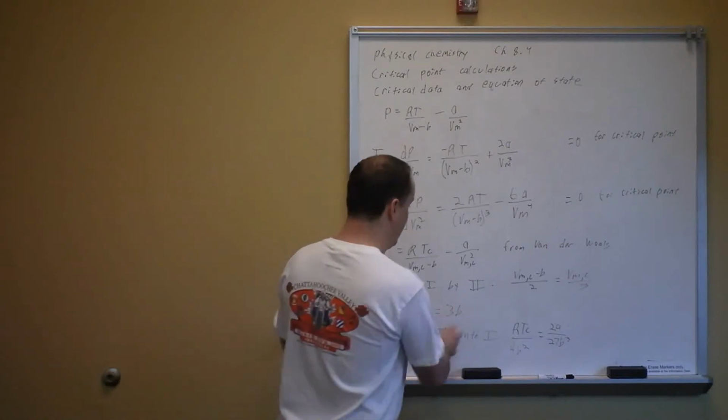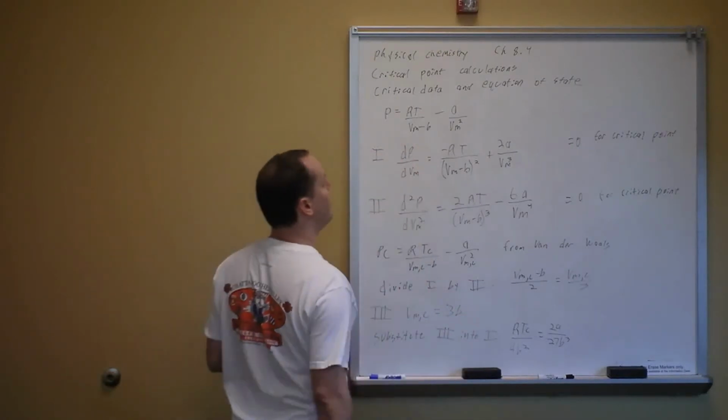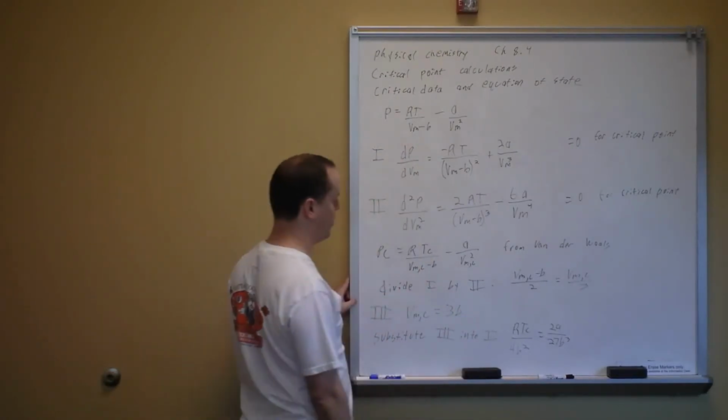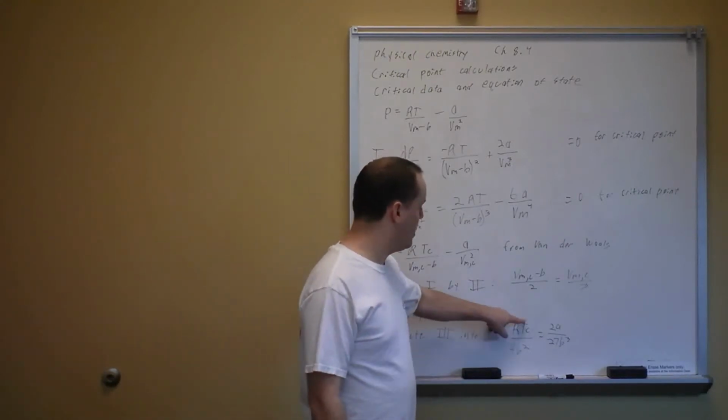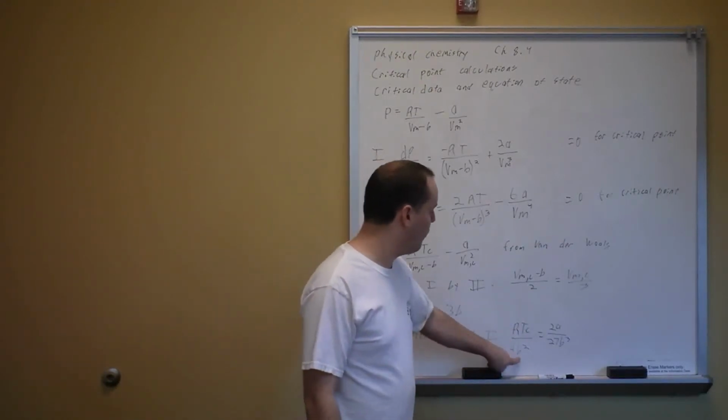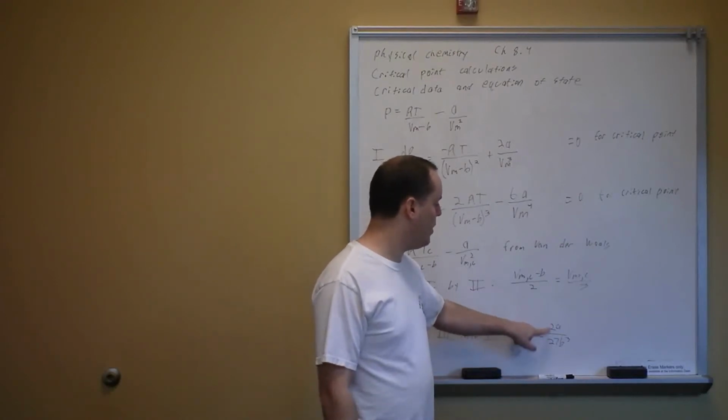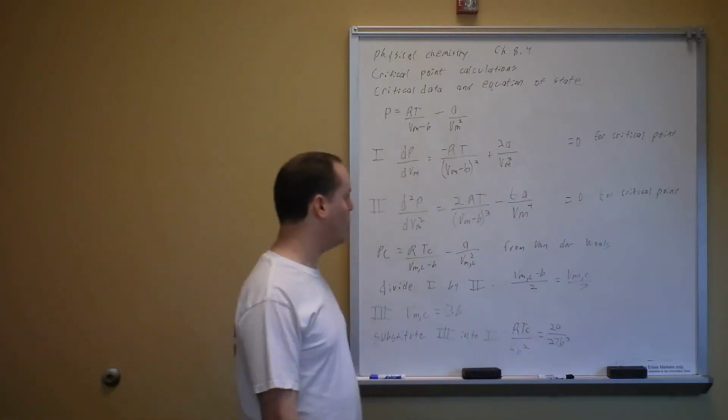Now we're going to take this and substitute it back into that first derivative we had of pressure with respect to molar volume at the critical point. So now we have R times the critical temperature over 4V squared is equal to 2A over 27V cubed.